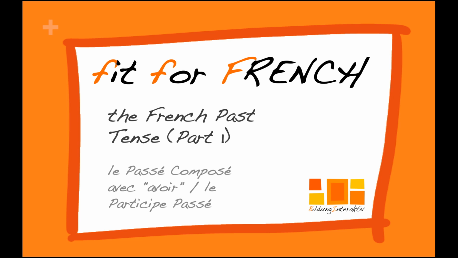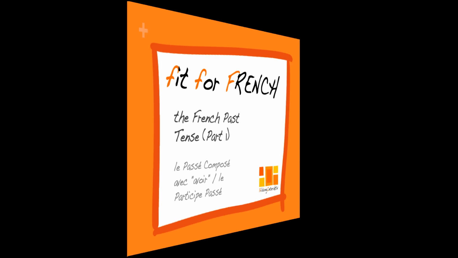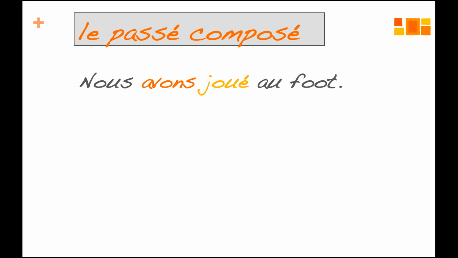Now, for the first couple of videos, we've picked out the French past tense. This video has the passé composé as a topic, le passé composé avec avoir, and then we have the formation of the French past participle, le participe passé. So let's start with a sentence. Nous avons joué au foot. Nous avons joué au foot, which in English is 'we played football.'